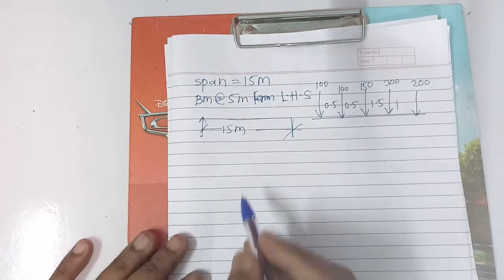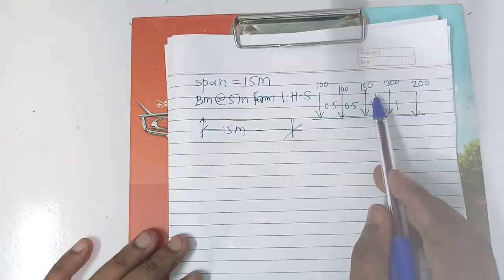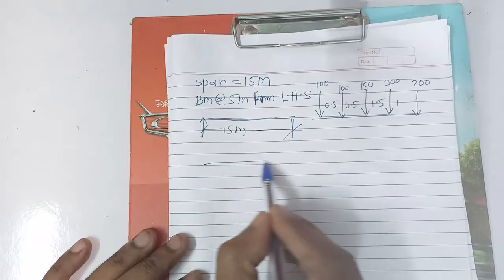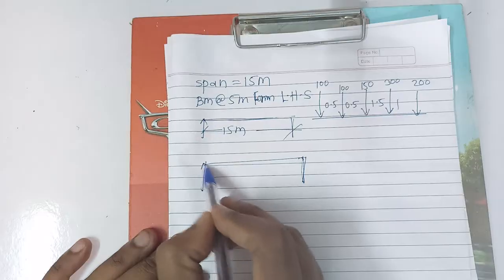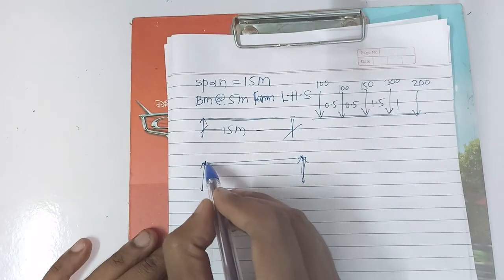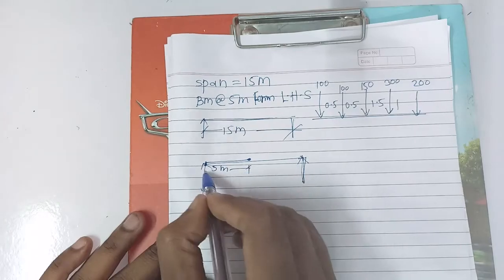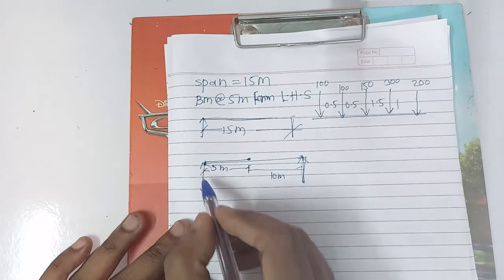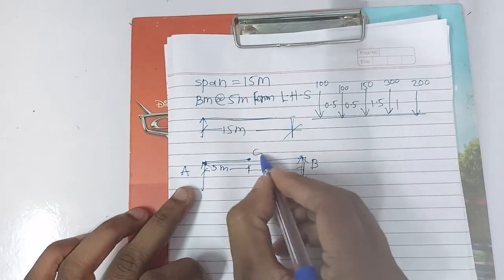First of all, again we don't know which load out of this train of load is predominant or the maximum for this particular span. So we have to calculate the maximum bending moment at 5 meter. Let us draw the span of the beam, with 5 meter marked here, so the remaining will become 10 meter. Now let us call this A, this B and this C.